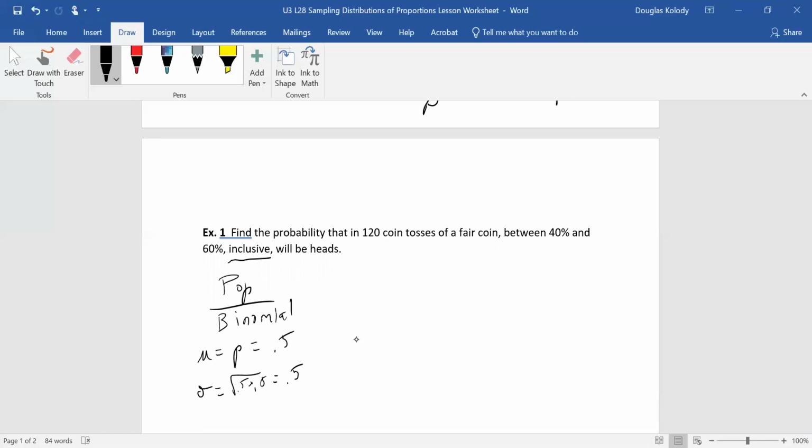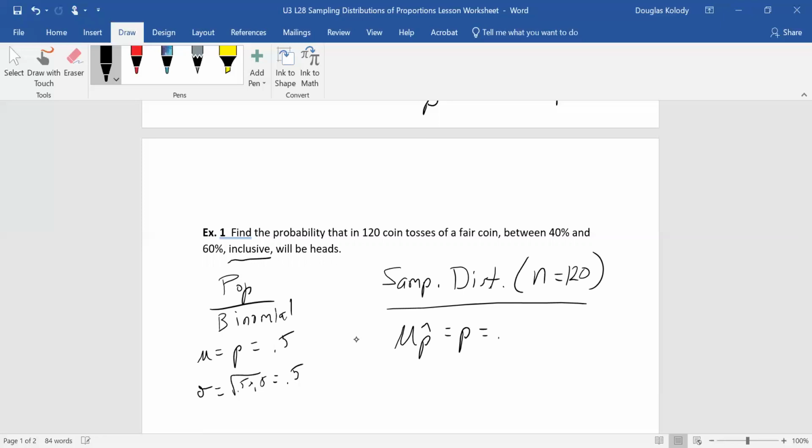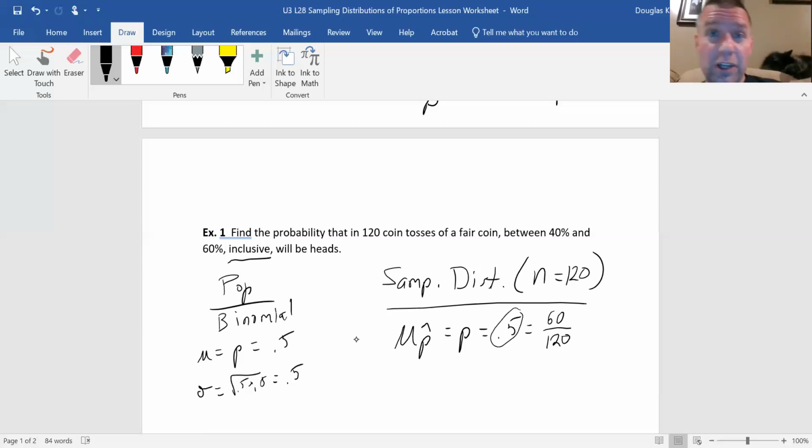Now let's talk about the sampling distribution. What is our sample size here? It's 120 coin tosses, so little n equals 120. So mu sub p hat is just equal to p, which is also 0.5. But here's what I do when dealing with proportions. Yes, it's 0.5, it's 1/2. But what I do is I convert the decimal into a fraction with little n on the bottom. So 0.5 would be 60 out of 120, correct? Yes. Good.